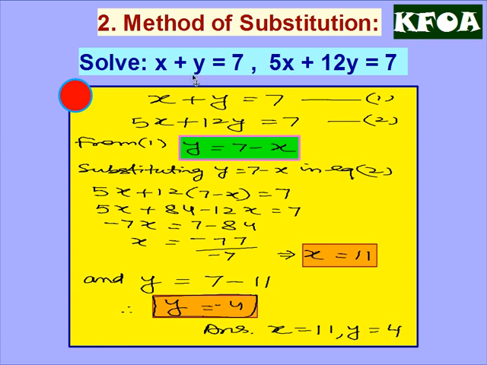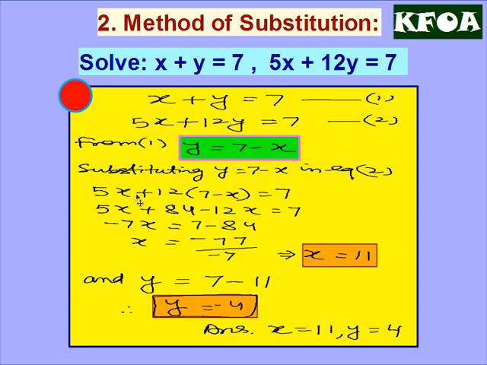Substitution method means you make subject from one equation, any x or y, and substitute in the other equation. So I got y equal to 7 minus x, and this I am substituting in equation 2. Please don't substitute in the same equation from where you got it. You will not get your answer. It will come 0 or something. Everything will get cancelled.